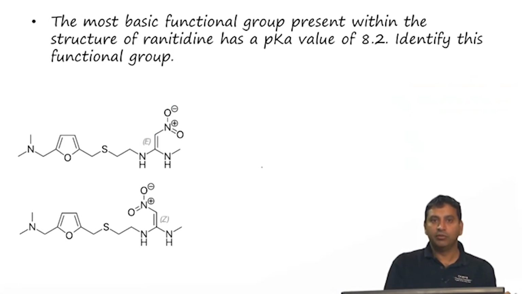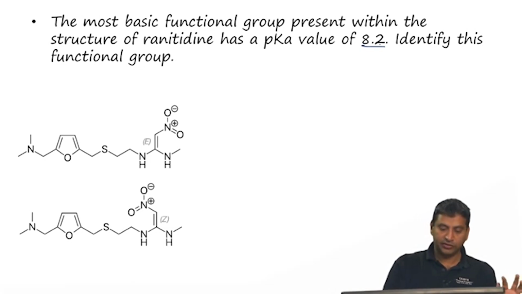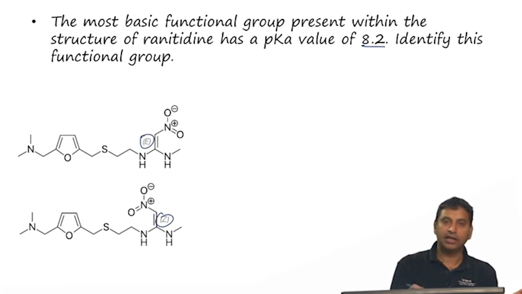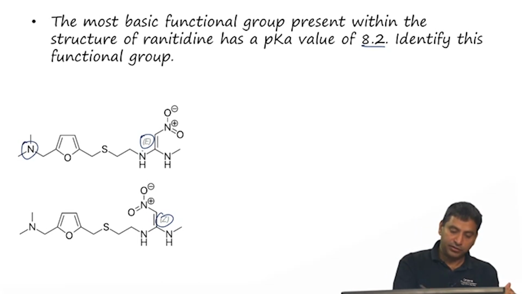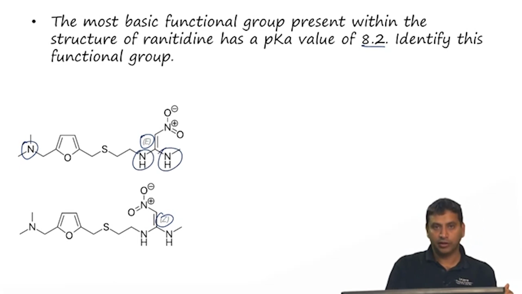The next question, we are going to deal with this drug called ranitidine. The most basic functional group present within the structure of ranitidine has a pKa of 8.2. Question is, identify this functional group. Okay. So, let us look at this molecule. It exists in two stereoisomers, Z and E. That is not going to perhaps play a huge role in the pKa values, but you have three amine centers, which we will circle over here, and if all other things are equal, then these two amines would have very similar pKa values, and they should be comparable to the other amine.